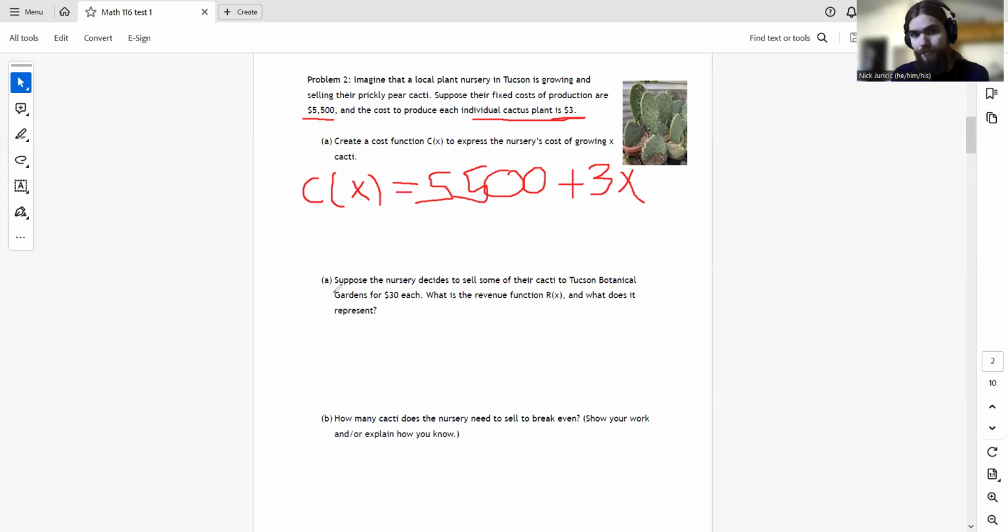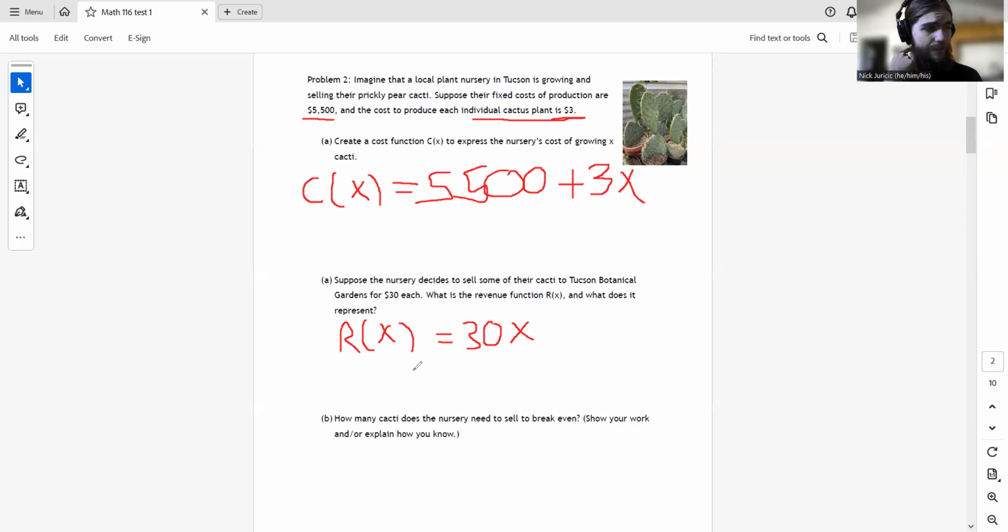Now part A, it's a typo, two A's, should be A, B, and C. Suppose the nursery is selling some of their cacti for $30 each to Tucson Botanical Gardens. If you haven't been there, I highly recommend it. It's a beautiful place. Revenue in general, we need to find it. It's equal to price times quantity. And what does it represent? We know the price here is $30 each, and the quantity is the number of cacti. So revenue is 30x. What does this represent?